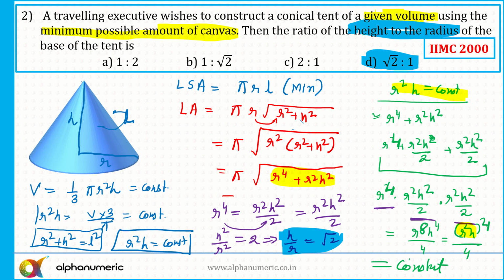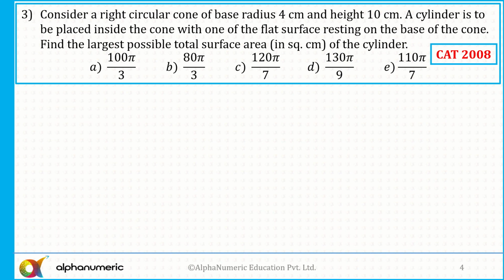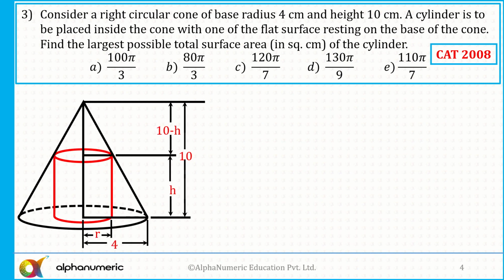Now let's move to the third question, which was asked in CAT 2008, again based on mensuration and the maximum minimum. It says consider a right circular cone of radius 4. So the radius of this cone is 4, and the height of this cone is 10. A cylinder is to be placed inside the cone with one of the flat surfaces resting on the base of the cone. You can see I have drawn it here.